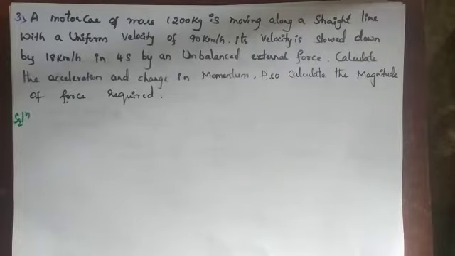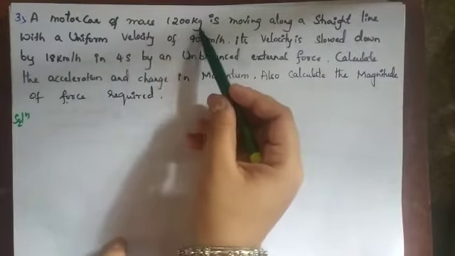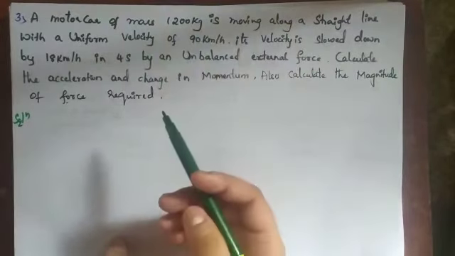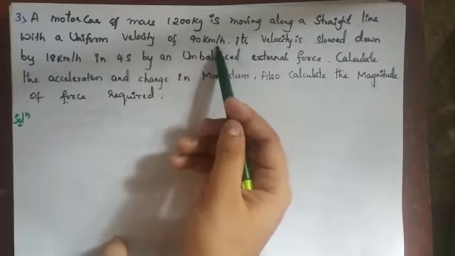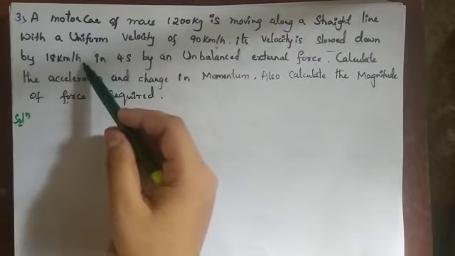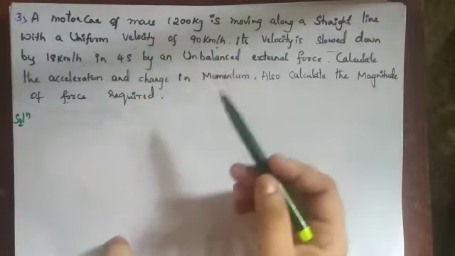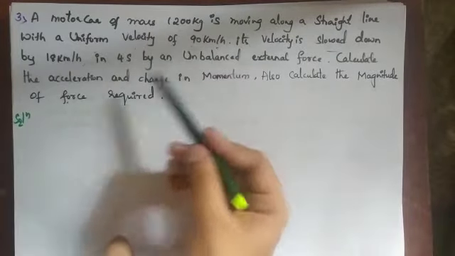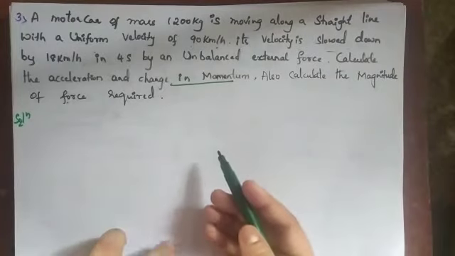So third problem: a motor car of mass 1200 kg is moving along a straight line with a uniform velocity of 90 km per hour. Its velocity is slowed down by 18 km per hour in 4 seconds by an unbalanced external force. Calculate the acceleration and change in momentum. Also calculate the magnitude of force required.